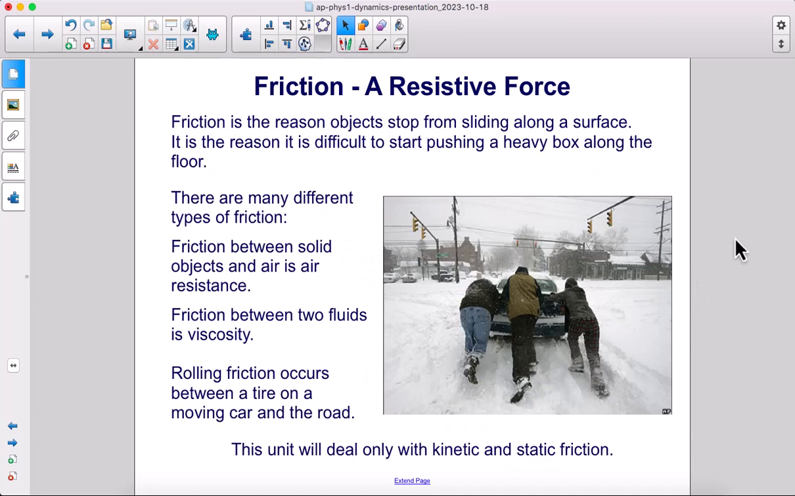Friction is the reason objects stop sliding along a surface. It's the reason it's difficult to start pushing a heavy box along the floor. There are many different types of friction. Friction between solid objects and air is air resistance. Friction between two fluids is viscosity. Rolling friction occurs between a tire on a moving car and the road. This unit will deal only with kinetic and static friction.